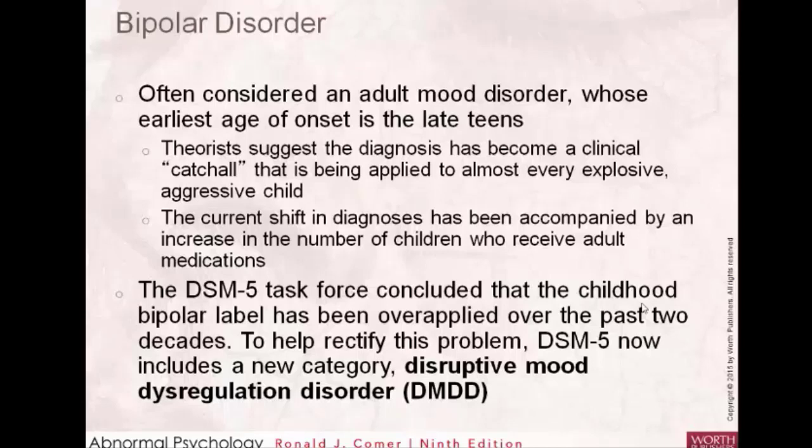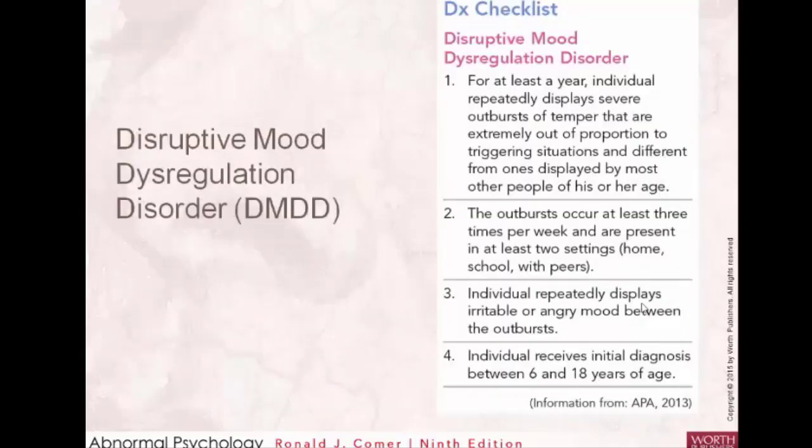So to try to address this increase in diagnosis, the DSM-5 included a new category. It's called Disruptive Mood Dysregulation Disorder. The hope is that some of the individuals who are being diagnosed with bipolar disorder and then automatically being given adult medications might be more appropriately labeled and treated if they're given this new diagnosis. Now, disruptive mood dysregulation disorder is basically referring to an individual who has outbursts of temper. Typically, we're thinking about temper here.